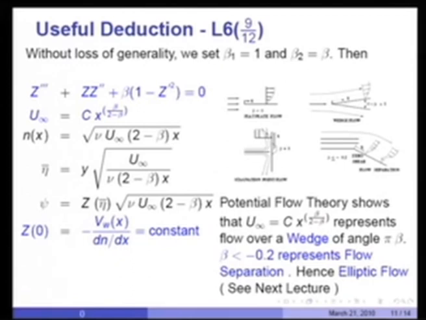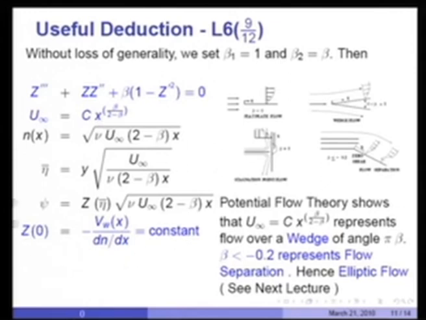So, beta equal to minus 0.2 has a very special significance, because that is the point at which the flow at best would separate, that is, have a 0 shear velocity. If you decrease beta beyond that value, then there will be recirculation. So, this generalization, beta 1 equal to 1 and beta 2 equal to beta, renders this equation with some physical rigor, and of course, z 0 v w dn by dx must be constant.